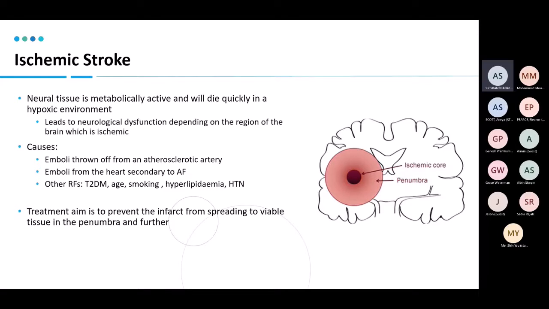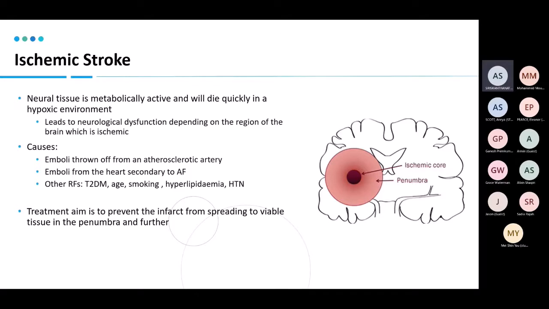Because neural tissue is very metabolically active, it dies really quickly once you cut off the oxygen supply, and that's what leads to these neurological deficits. Within the area itself, you've got the ischemic core, which is primarily affected, and then the penumbra is the more viable brain tissue, which isn't getting oxygen but is still viable, so you can reverse the damage to that area, whereas with the ischemic core, you can't always reverse the damage.